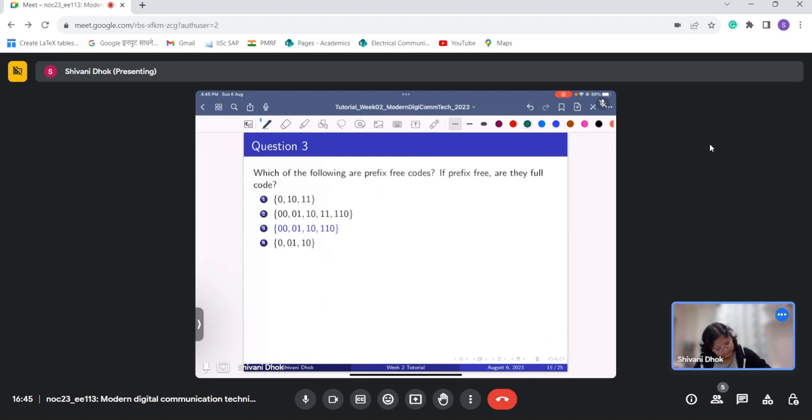So again, what we have is C1 is 00, C2 is 01, C3 is 10, and C4 is 110. Now again, if we observe, the first 3 are 2 bits, and the last one is 3 bits, and the possible 2-bit prefix for this 3-bit code word is 11, and we can observe that 11 is not equal to C1 or C2 or C3, which means none of C1, C2 and C3 is a prefix for the code word C4, which means this is a prefix free code.